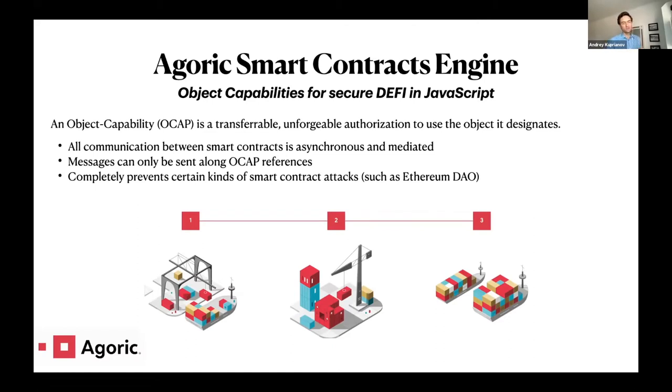An object capability is a transferable, unforgeable authorization to use some object. All communication between different objects is mediated and goes through the OCAP translation table that enforces OCAP discipline. And this prevents certain kinds of attacks, such as the Ethereum DAO attack, for example.